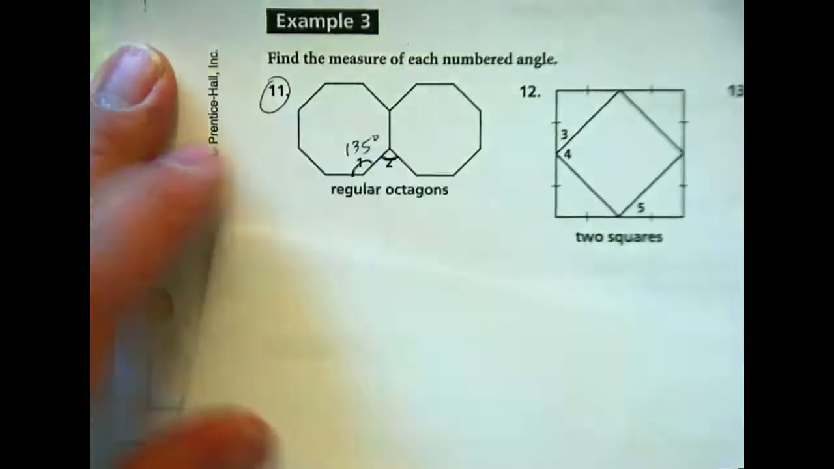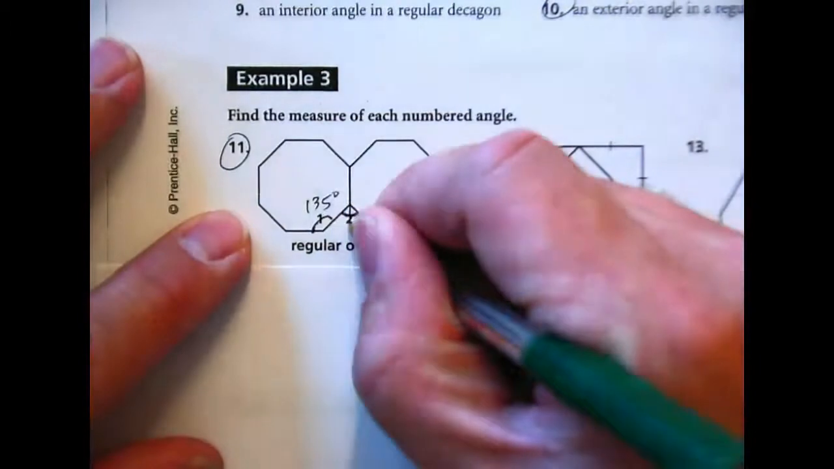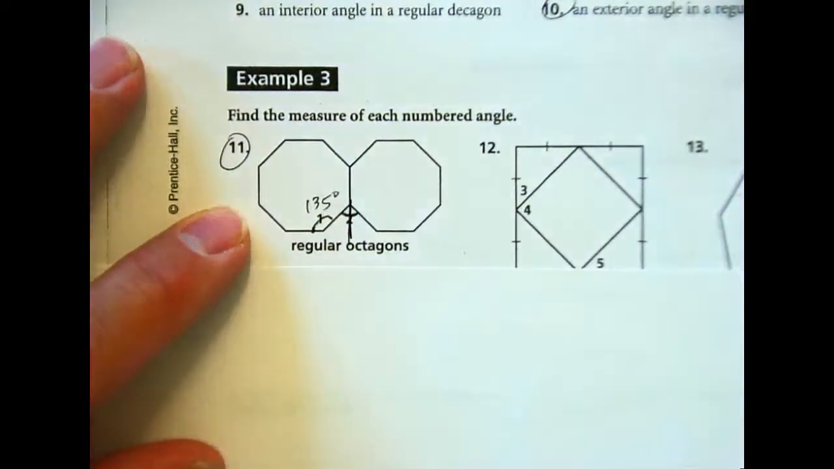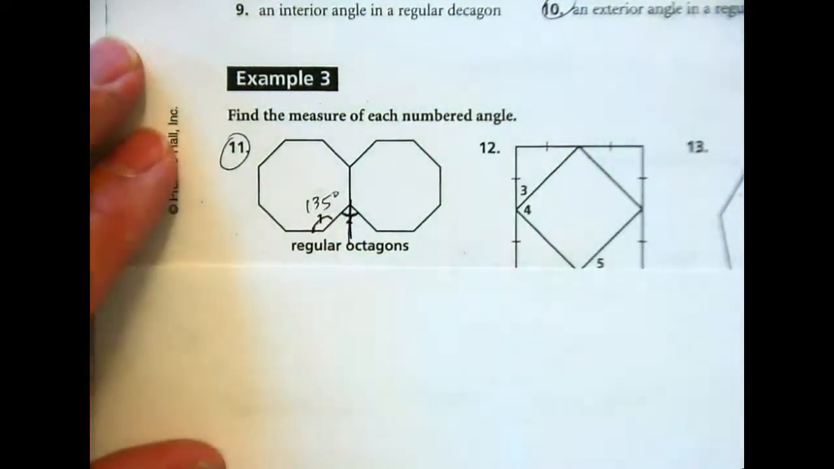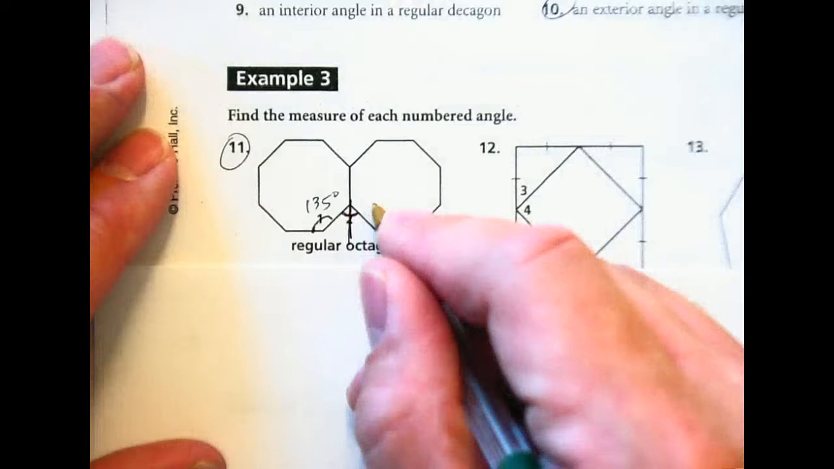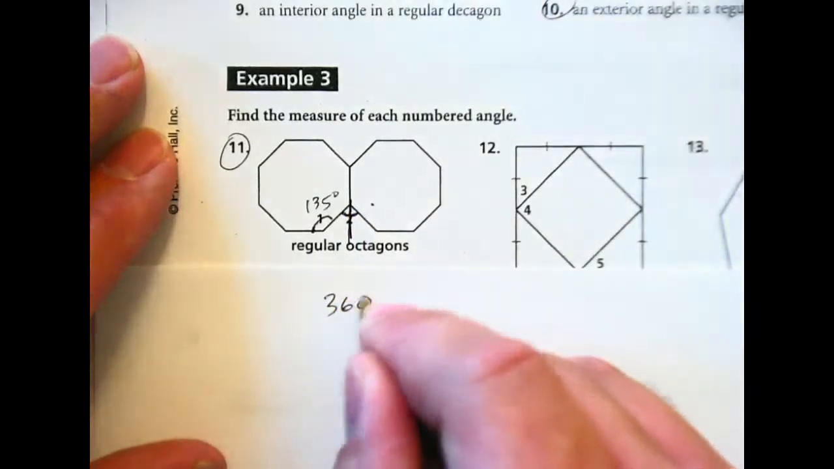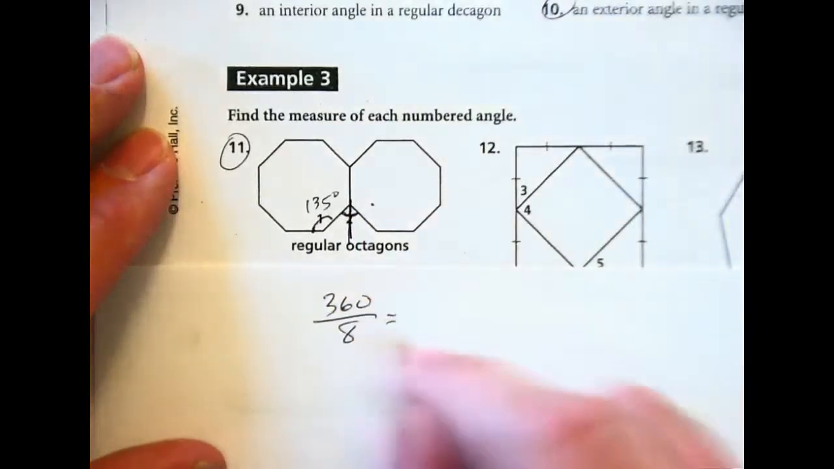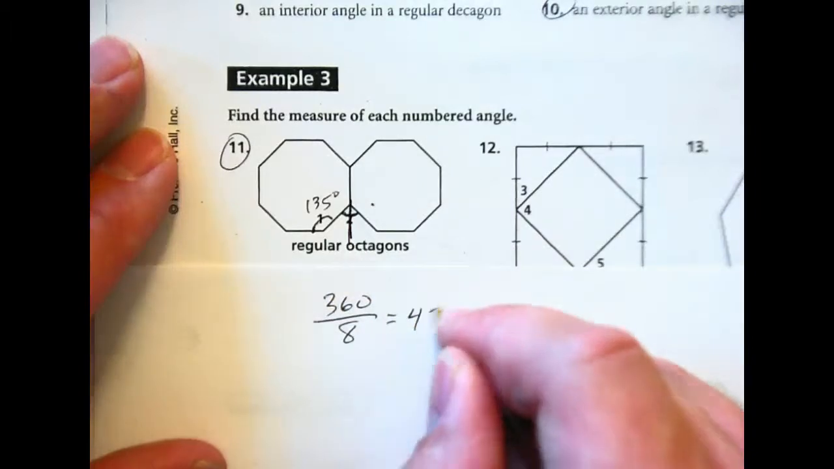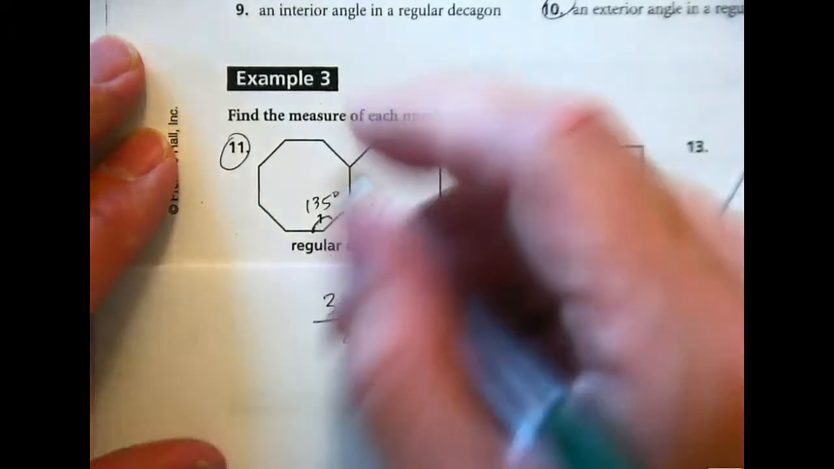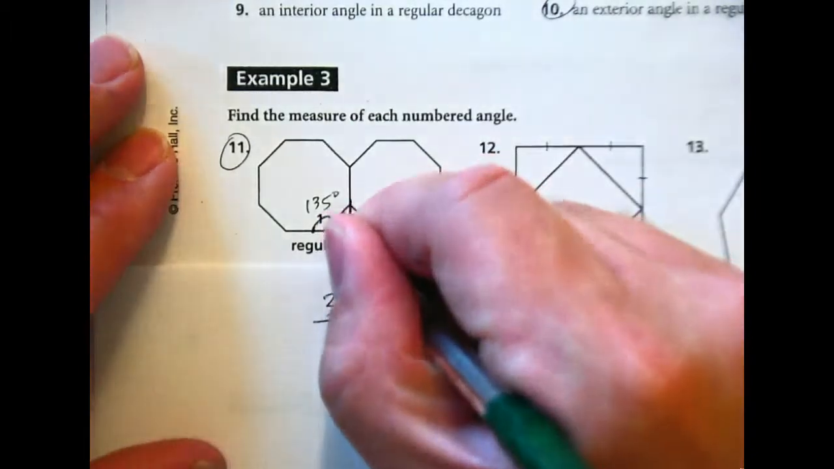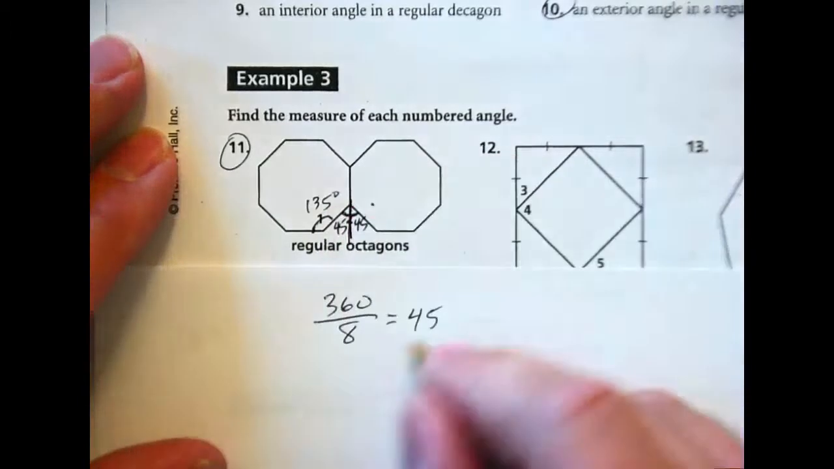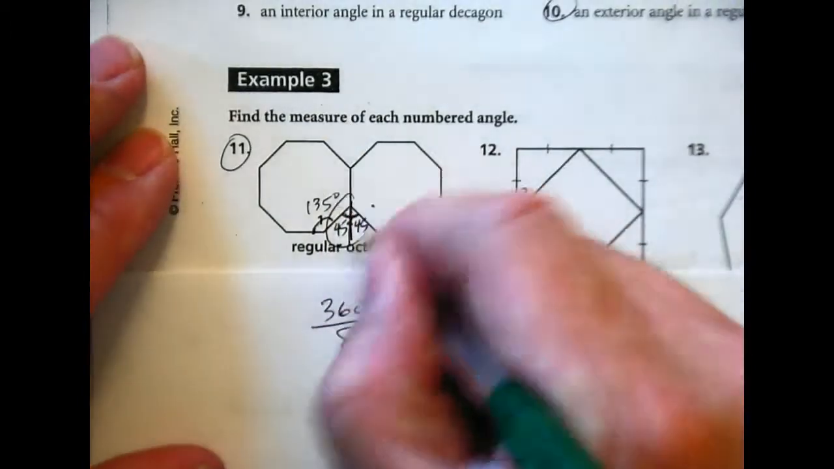Angle 2. Angle 2 is a combination of 2 exterior angles, right? What do you got? 90 degrees? Is he right? Yeah, we have 360 divided by 8. That gives you one exterior angle. In that case, that is 45. So this one's 45, and this one's 45, so we get 90 degrees. Angle 2 is 90.